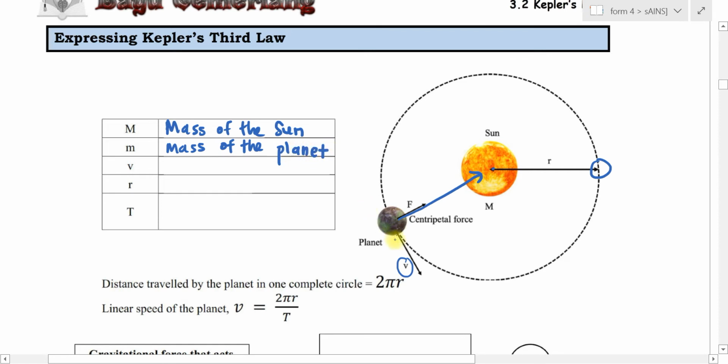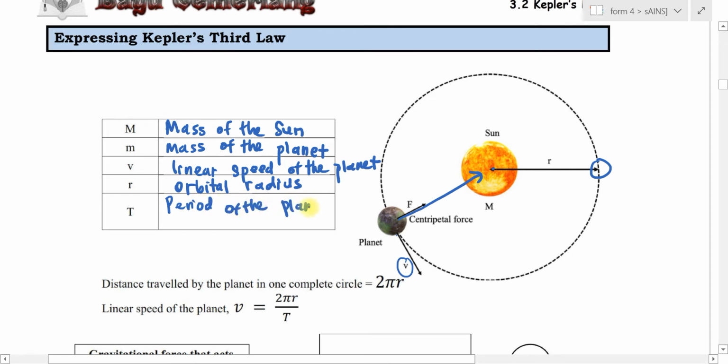Okay, this v is actually the linear speed of the planet. And r tu adalah orbital radius. Dan yang terakhir T adalah period of the planet around the sun. Okay.